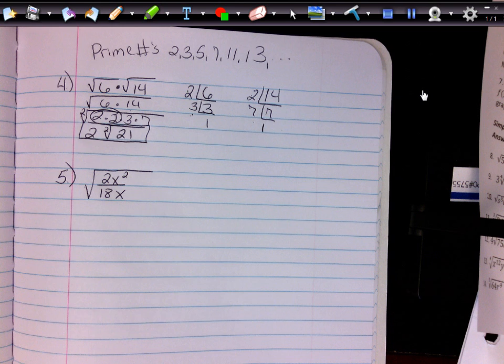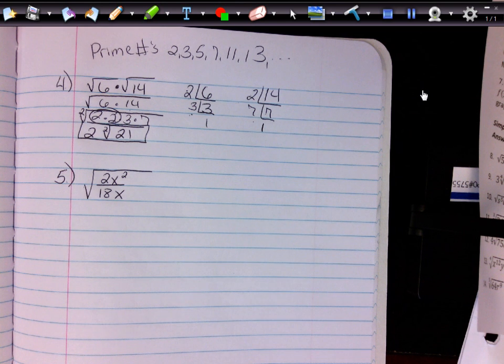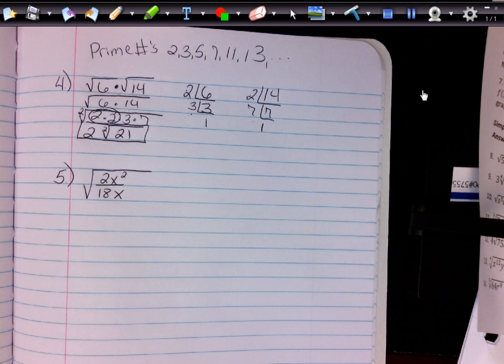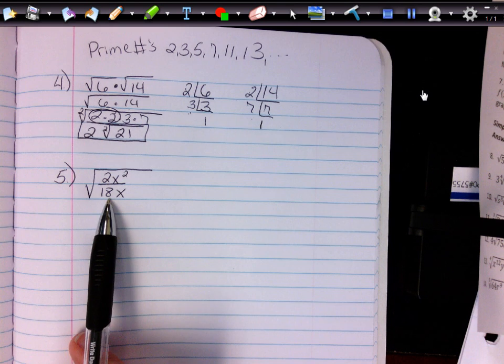All right, go ahead and write down number 5. We have the square root of 2x squared over 18x. These are a little bit different. The other ones are pretty simple as long as you get the birthday cake method and know that you're supposed to circle your pairs. Where it gets complicated is right here with our fractions, because we talked about in the beginning, I'm not allowed to have a fraction underneath my radical.